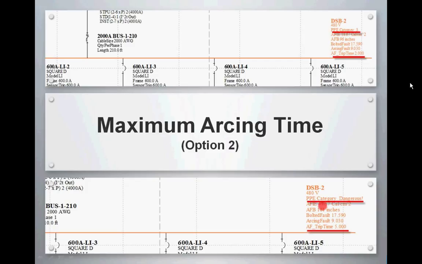So the arcing time, maximum arcing time, will give you an incredible amount of difference in your result. The same as the line side versus load side option. The maximum arcing time option, you have to have it very clear, spend time and effort, because it will give you a very big change in result.